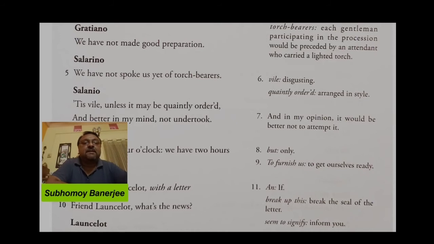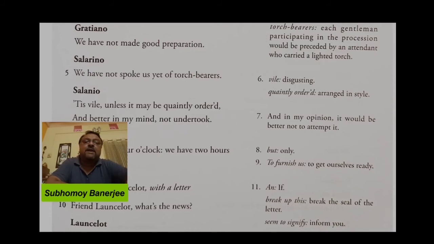So each gentleman participating in the procession, as explained alongside, and once again I am reading, I have already told you: each gentleman participating in the procession would be preceded, would be led by a torchbearer, an attendant who carried a lighted torch, who will hold up a burning flame. So an attendant or servant is required. So we have to fix those things also. Otherwise, in the darkness, who will be able to see us?